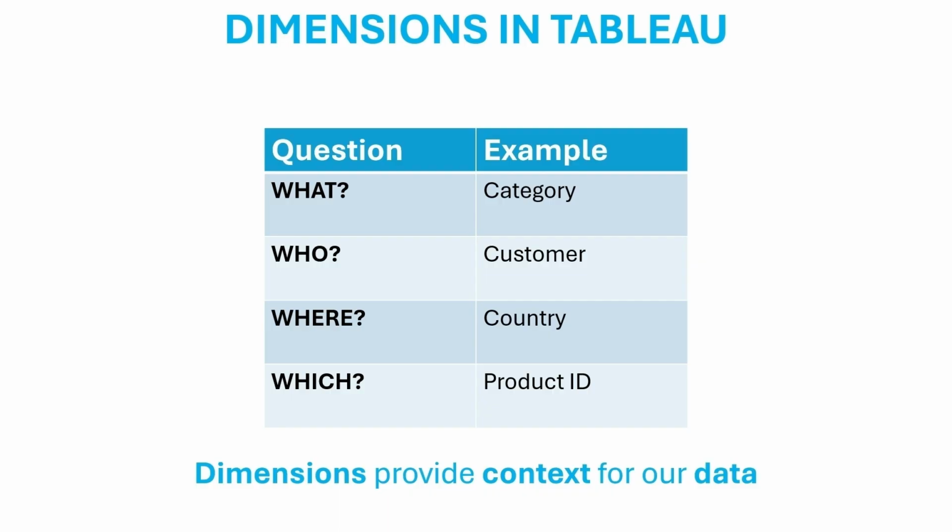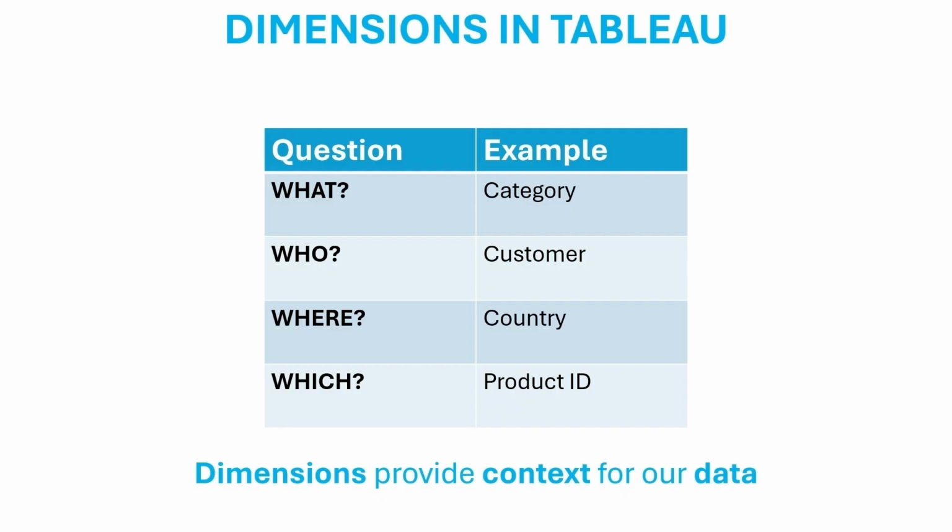Think about some familiar examples. A category tells us what type of product we are looking at. A customer name tells us who we are looking at. A country tells us where the data belongs geographically, and a product ID tells us which product we are looking at. So, dimensions generally answer questions such as what, who, where, or which.